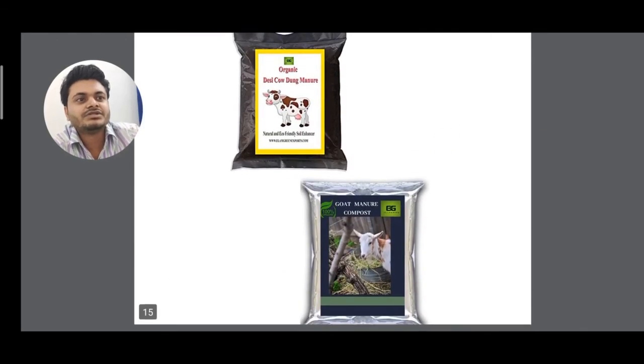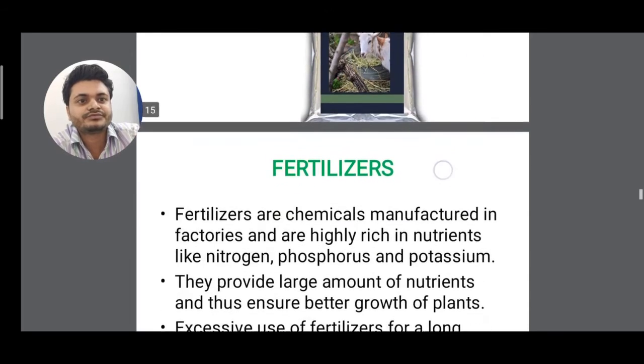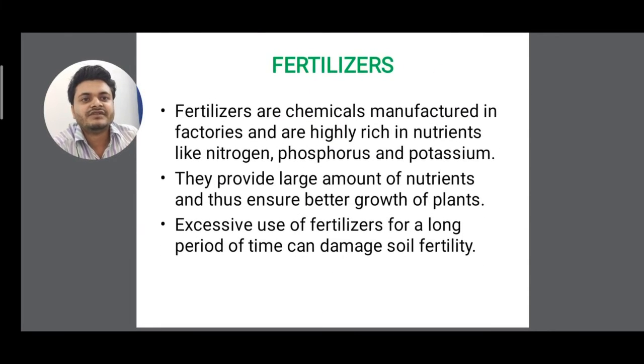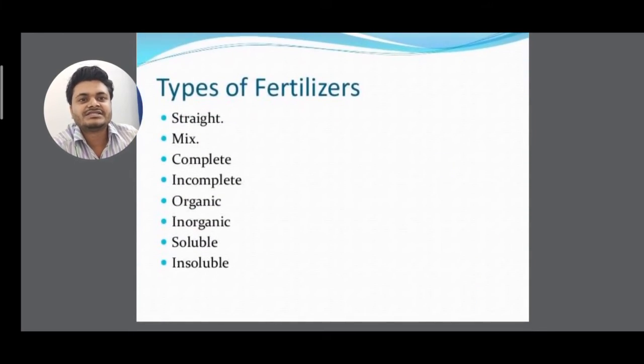So these are the examples of manure. See, organic desi cow dung manure, and next is goat manure compost. So these are organic manures. Now what is fertilizer? Clear. Fertilizers are chemicals manufactured in factories and are highly rich in nutrients like nitrogen, phosphorus and potassium. They provide a large number of nutrients and thus ensure better growth of the plant. Excessive use of fertilizer for a long period of time can damage the soil fertility. So different types of fertilizer are there: straight, mixed, complete, incomplete, organic, inorganic, soluble, insoluble.